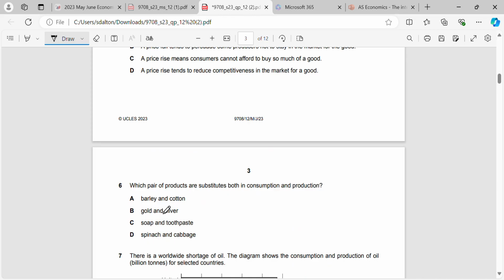Question 6. Which pair of products are substitutes both in consumption and production? I'm not going to spend too long on this. Which ones do we use when we produce and consume at the same time? Barley and cotton, no. Gold and silver, no. Soap and toothpaste, no. Spinach and cabbage, because we can eat spinach and cabbage together and we can make them together as well. Whereas soap and toothpaste can't be made together and they're not consumed together. Same with gold and silver, and the same with barley and cotton.